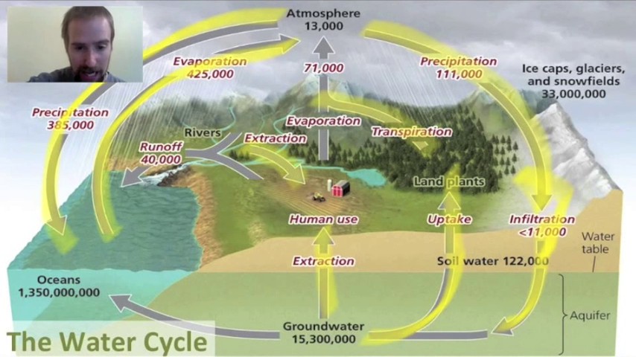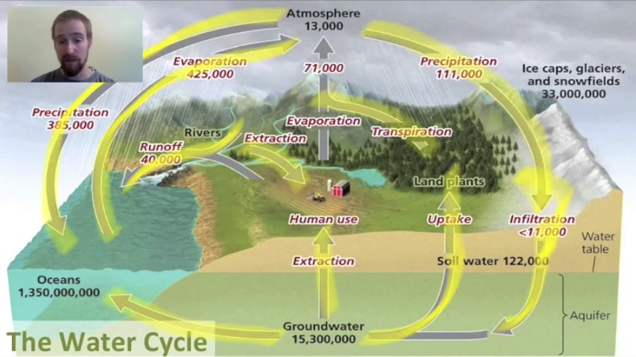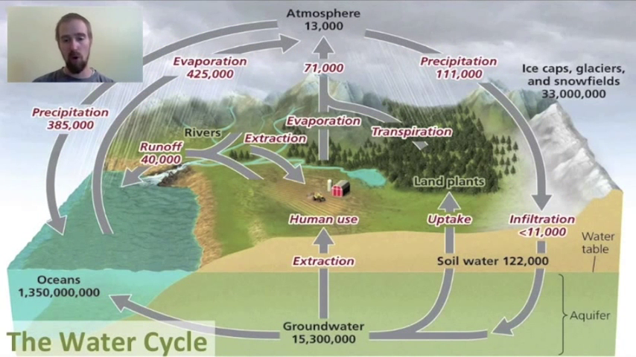Water can be extracted from rivers as well, or runoff from rivers back into the ocean. It can seep from groundwater into the ocean or into rivers and things like that. And ultimately, this water is just getting moved from place to place. So that's the water cycle.